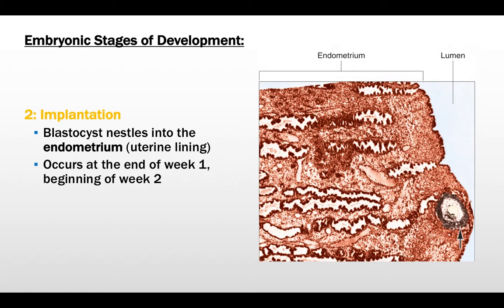Step 2 is this implantation, when the blastocyst nestles in, and it occurs about 7 to 10 or so days after fertilization. So the first majority of divisions, while it's a solid ball and then while it hollows out, it's still just floating in the woman's body headed towards the uterus. Implantation occurs days 7 through 10.